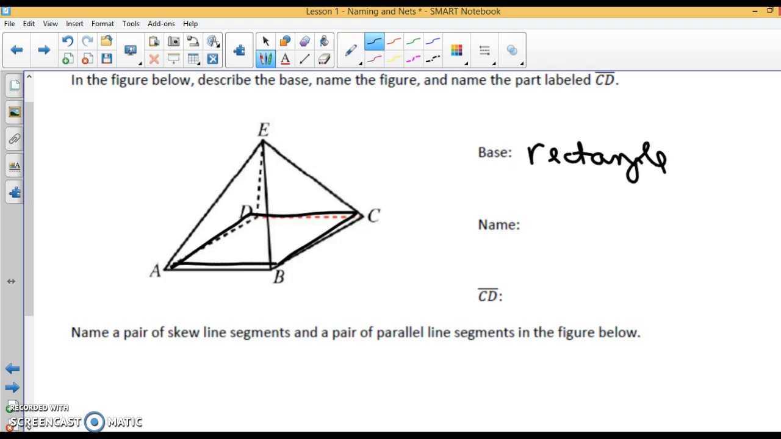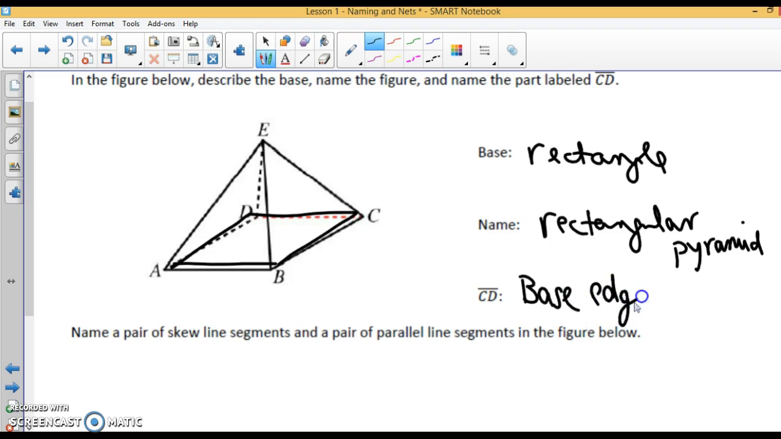You name a pyramid and a prism according to the shape of its base. So this is a rectangular pyramid. If it had a triangle on the bottom, you'd call it a triangular pyramid. If it had a hexagon on the bottom, it would be a hexagonal pyramid. CD is called a base edge. If I gave you EC, that would be called a lateral edge. And if I said E, that's a vertex.